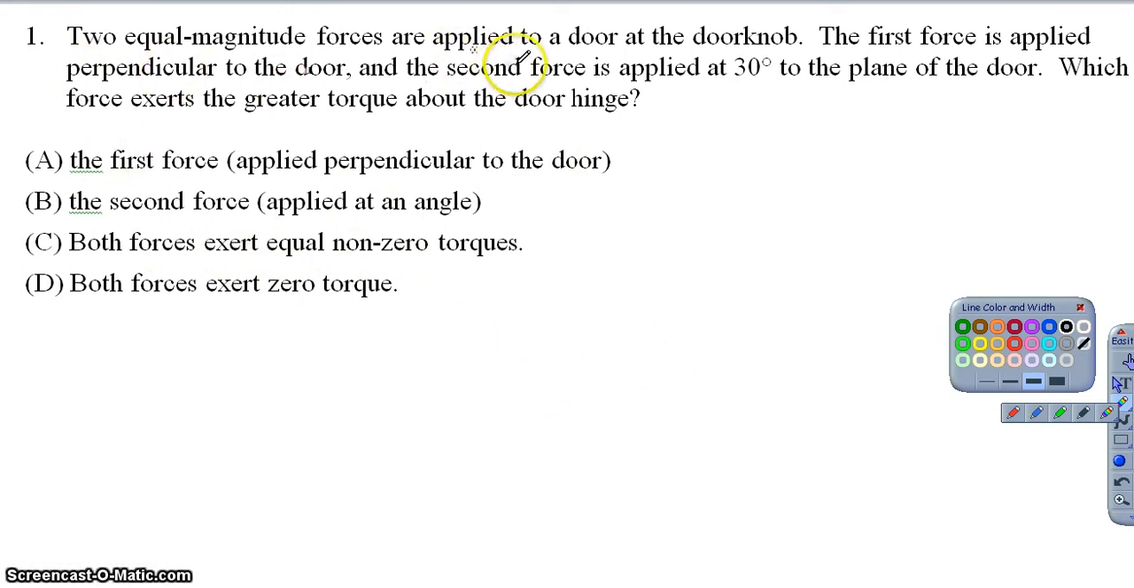Two equal magnitude forces are applied to a door at the doorknob. The first force is applied perpendicular to the door, the second force is applied at a 30-degree angle to the plane of the door. Which force exerts a greater torque about the door hinge?